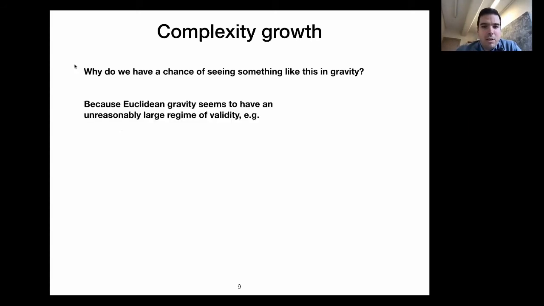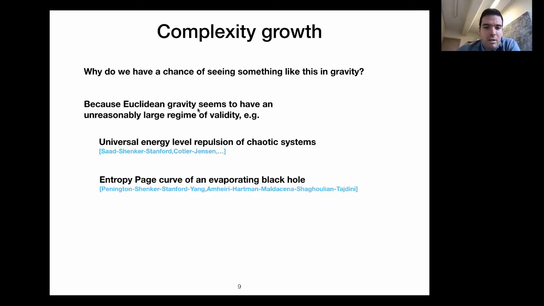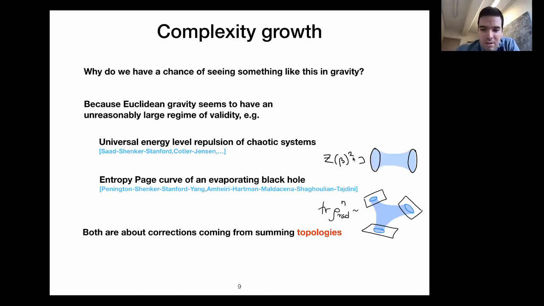And the reason why we think that we can make progress is precisely Tom's talk, because it seems like Euclidean gravity has an unreasonably large regime of validity. So I just put here two examples that Tom reviewed in much detail. It knows about level recursion in the energy level spectrum of chaotic systems. It also knows about the entropy of the Page curve. But what I just want to stress again or remind you about is that these corrections are all coming from summing topologies.